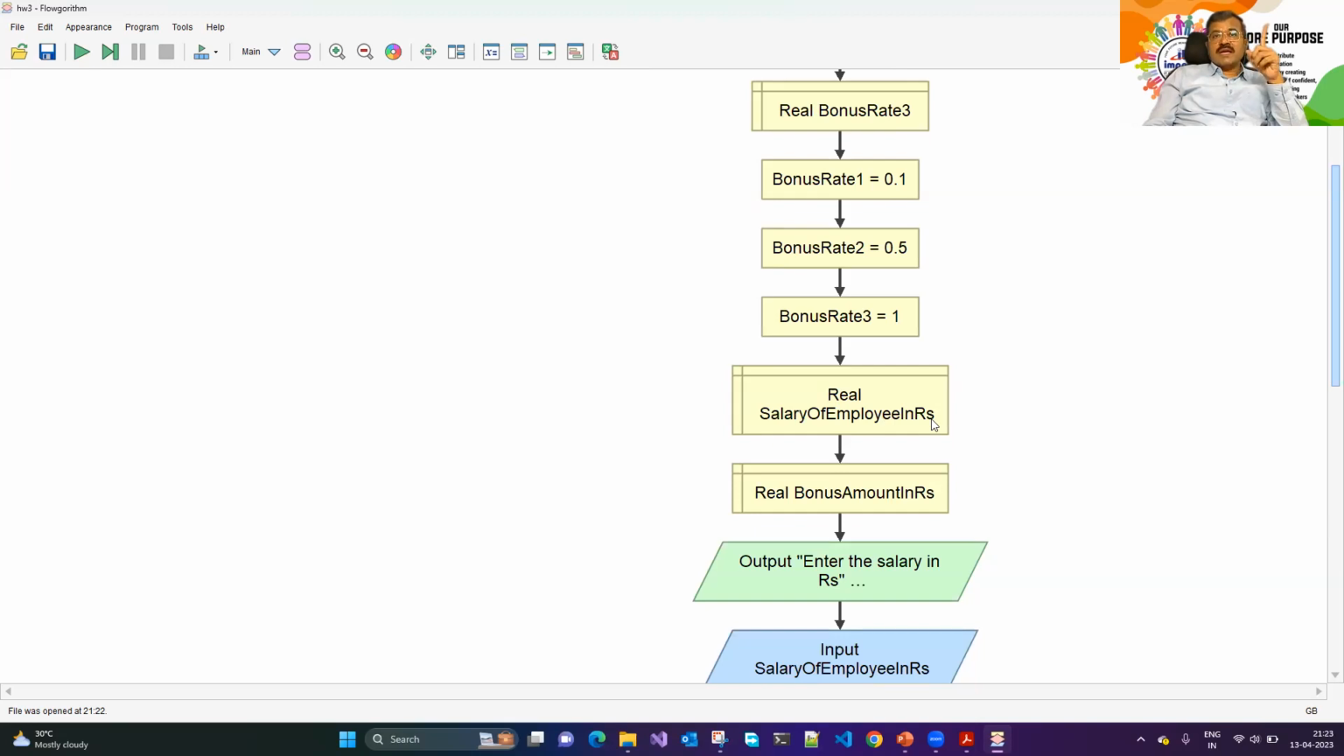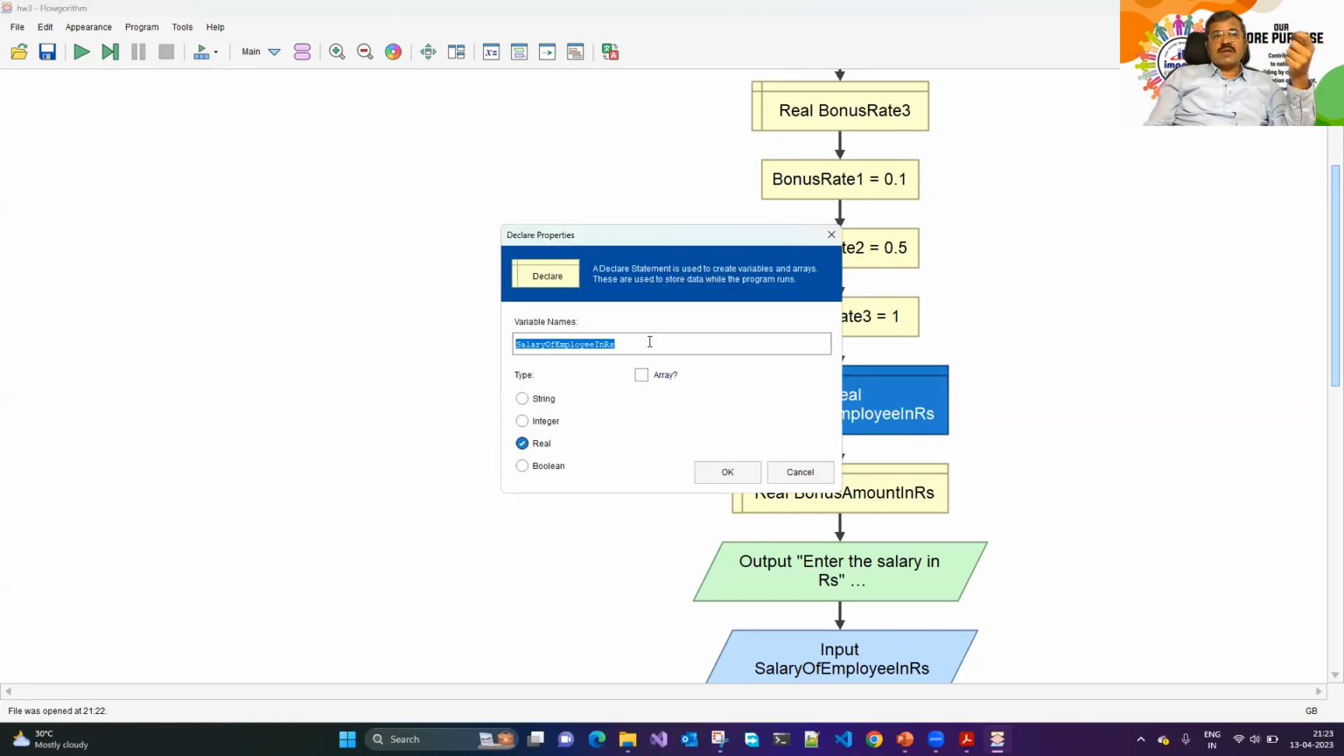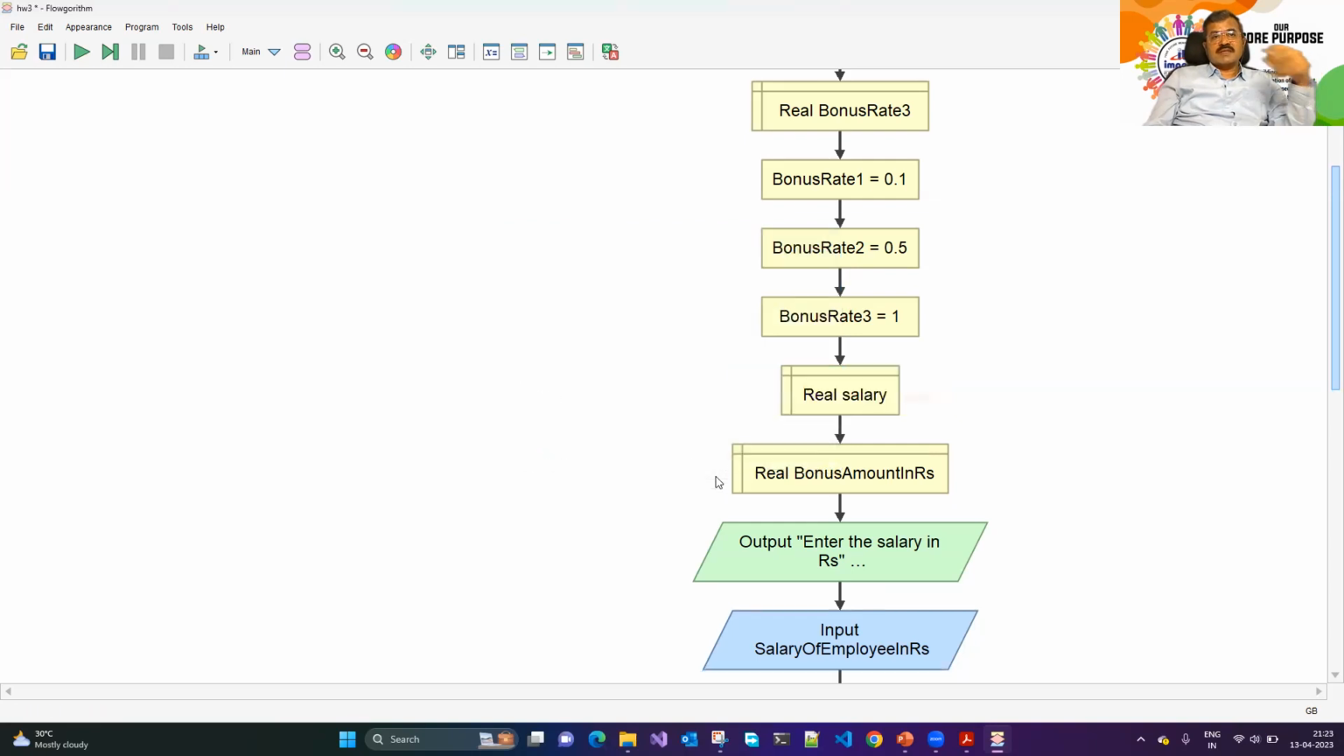I had told you even last time, units of measurements need not be given in variable names. Units of measurements should come in your input and output statements. So there was no need to say salary of the employee in rupees or something like that. Salary of employee is okay, or just salary also okay. But this is not constant, so it shouldn't have been upper camel case. It should have been lower camel case. Upper camel case नहीं चाहिए था.